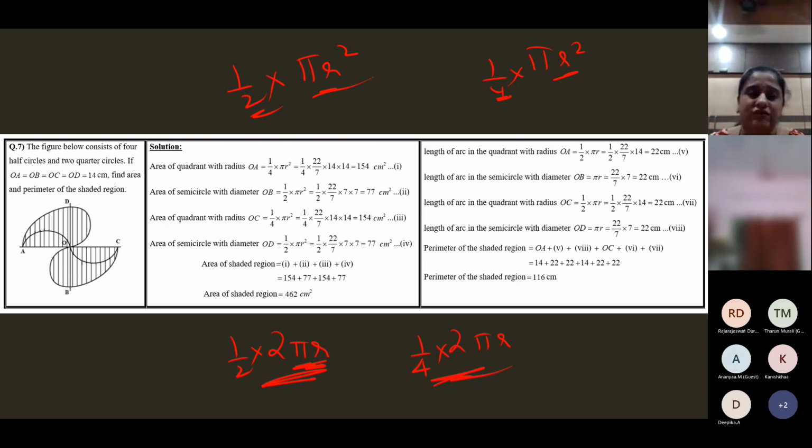And use the radius carefully. For the semicircle, the radius is 7, 14 by 2, 7. But for the quadrant, the radius is 14. That's all it is. You should just be careful in using the values of r, and for semicircle or quadrant, you should use the fractions 1 by 2, 1 by 4. That's all. We'll get the area of the shaded region and the perimeter of the shaded region.